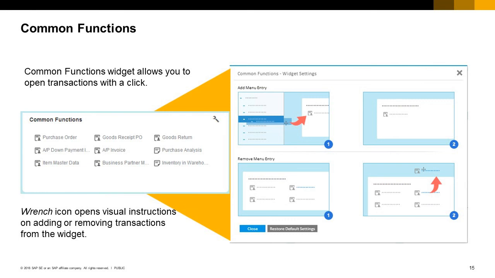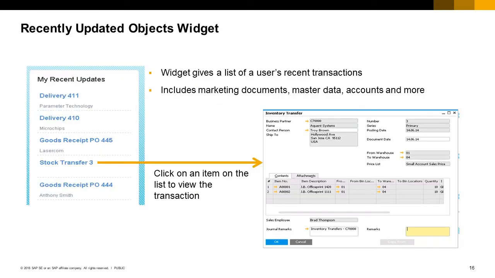PO, and A/P Invoice. We will also add the My Recently Updated widget so that we can easily pull up objects that we are working with. This widget will display new and updated master data, marketing documents, chart of accounts, and many more types of information. As you perform your daily work, the Recent Updates widget captures your recent transactions. You can click on the document to open the transaction to view it and make changes if needed.